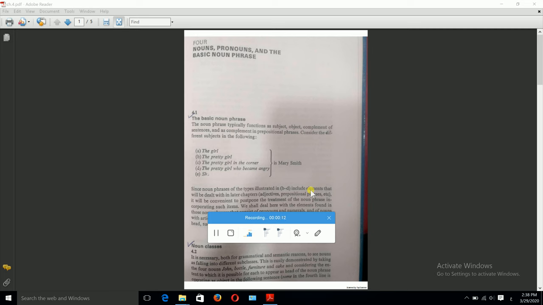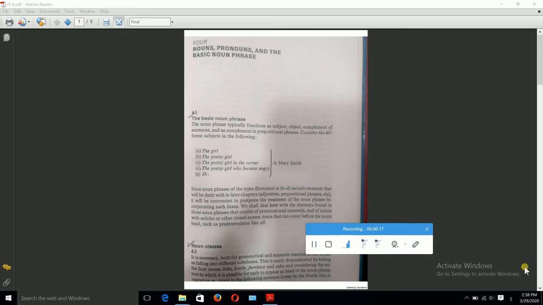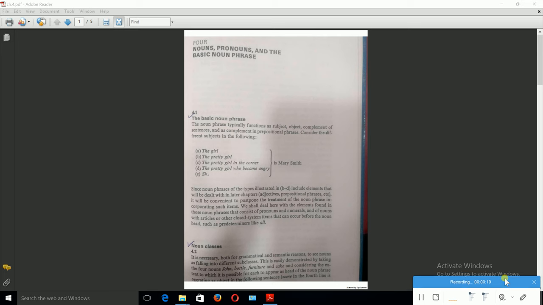Okay, in grammar class, we are here at chapter 4: nouns, pronouns and the basic noun phrase. The noun phrase typically functions as subject, object, complement of sentences, and as complement in the prepositional phrases.